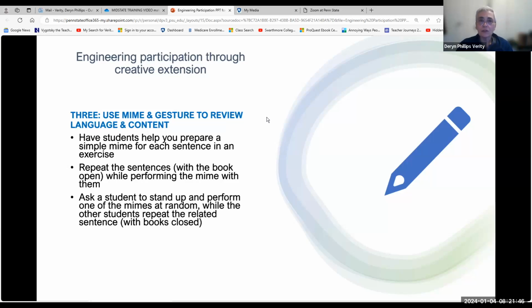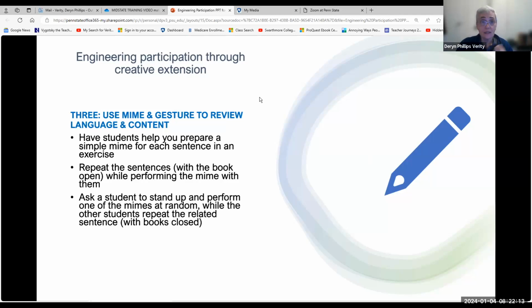And helping them learn to tie their gestures, their hand movements, their body movements, their eye gaze to what they're talking about. It's a great way to help them develop naturalness, but it's also a great way to engineer participation, because everybody in every language uses gesture. Everybody embodies language in certain ways.